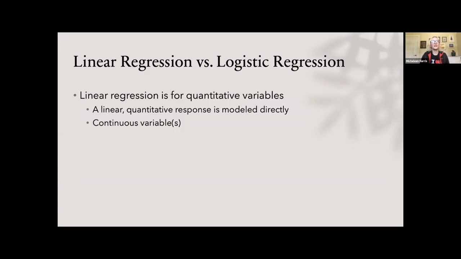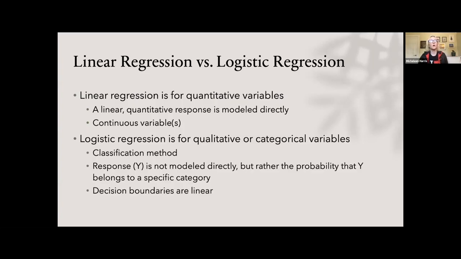So linear regression, as we probably know, is for quantitative variables, so numerical continuous variables. A quantitative response is modeled directly. Whereas logistic regression is for qualitative or categorical variables. It's a classification method. You can have binary classification, you can have multiple classification or multivariable classification. And the response is actually not modeled directly, but really what we want is the probability that that response, which I call Y, belongs to a specific category. And the decision boundaries are linear.